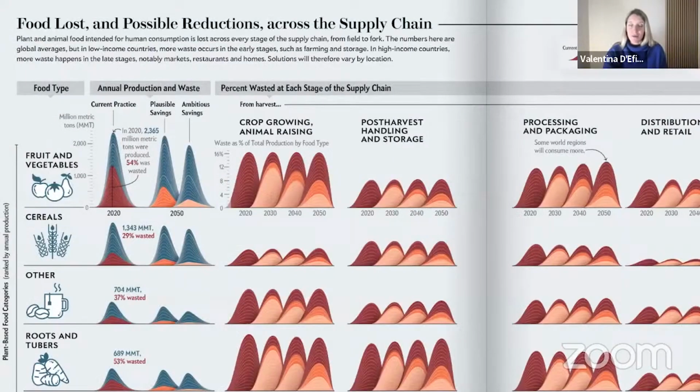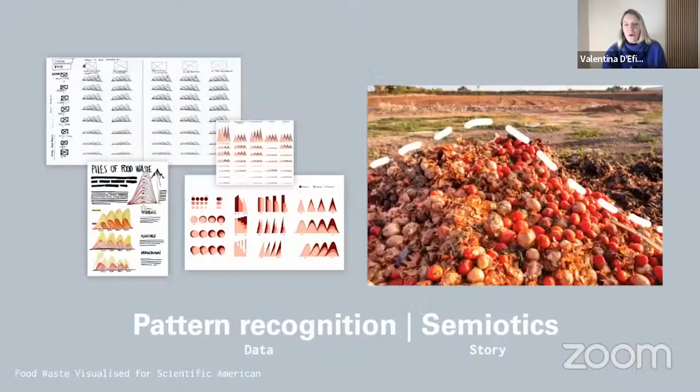I was tasked to represent the data and how much food is wasted across the entire supply chain, across different food categories. So in my mind, I'm envisioning the food being kind of like piled up and wasted in the field. And that's exactly how I use the visual metaphor and the visual encoding.